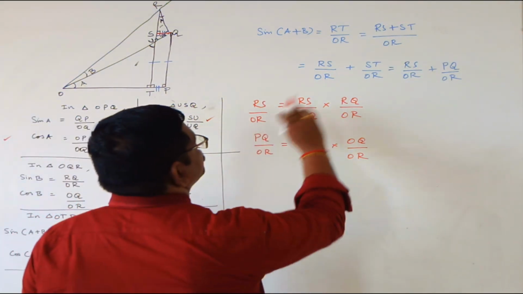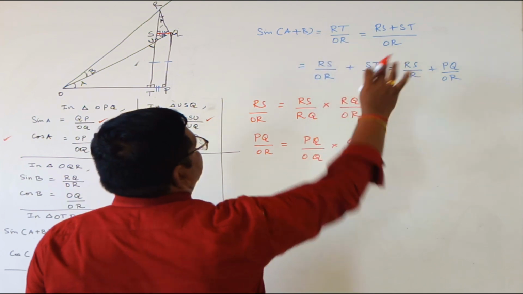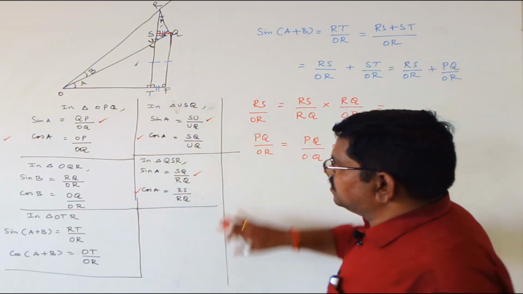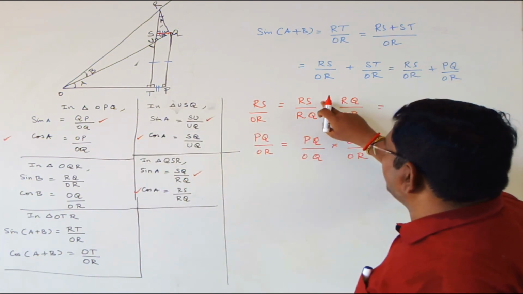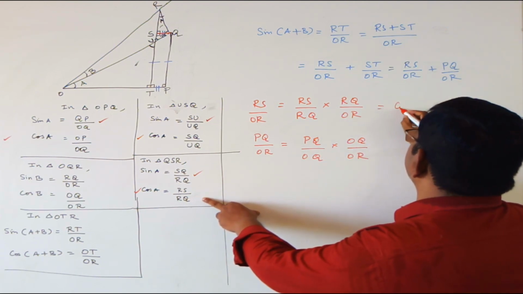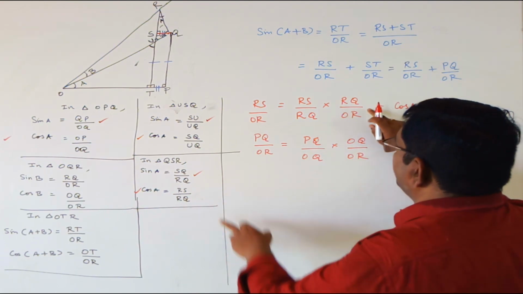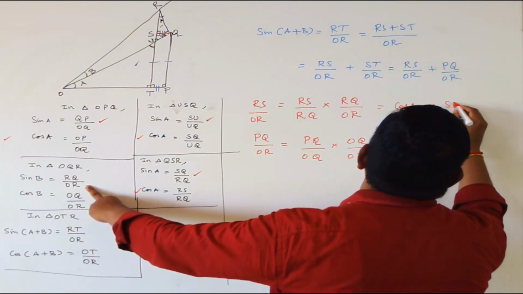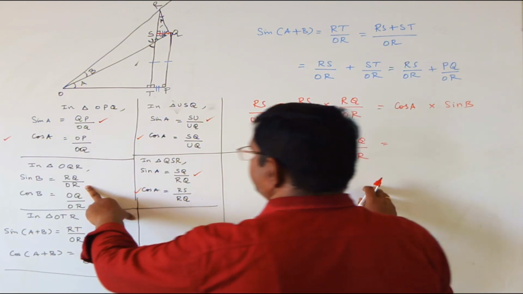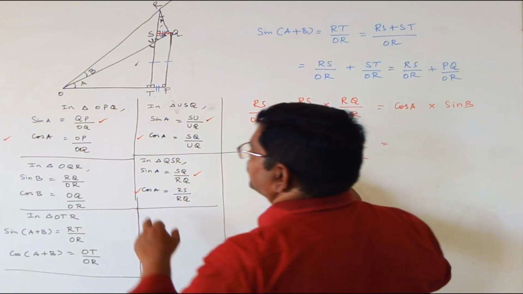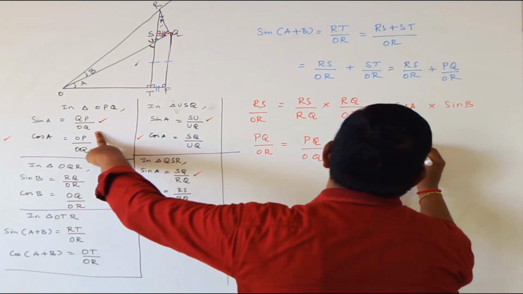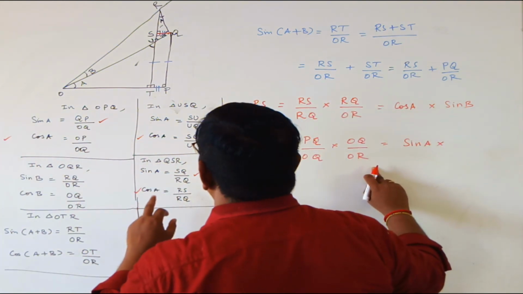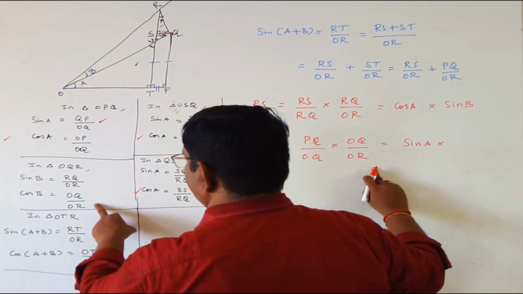So these values can be substituted in place of sin of A plus B. So what is this RS by RQ? Look at these results. Here RS by RQ is nothing but cos A, into RQ by OR. RQ by OR is nothing but sin B. Similarly, here PQ by OQ is nothing but sin A, into OQ by OR. OQ by OR is nothing but cos B.